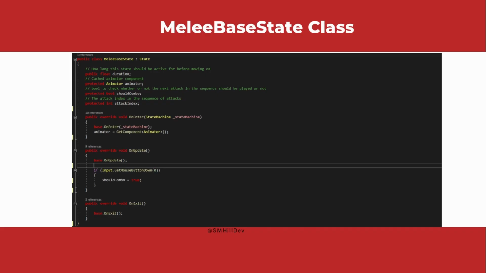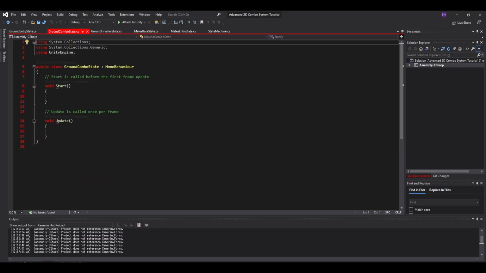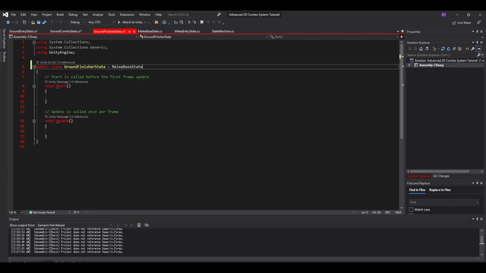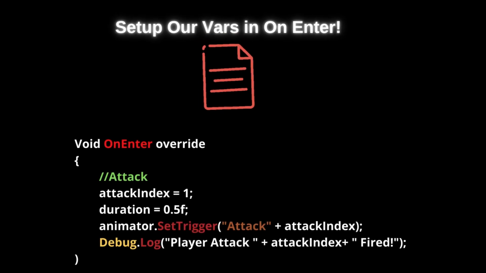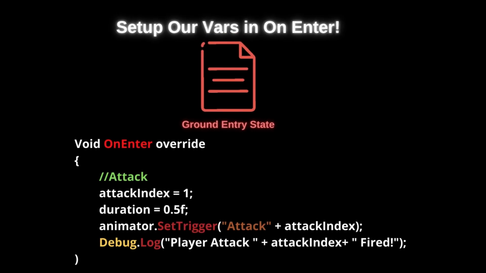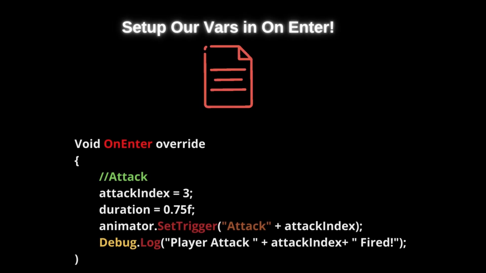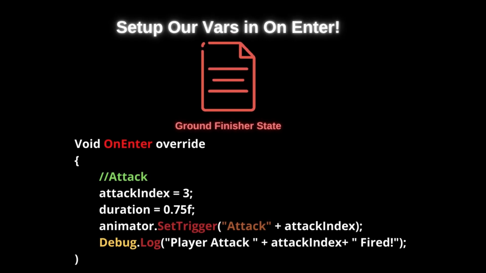Finally, we're going to set up our ground entry, ground finisher, and ground combo states, and they're all going to be fairly similar in nature. They're all going to derive from the melee base state, which means a lot of the things that we would have done are already done because the melee base does it. All we need to do is set the attack index to 1, 2, 3 accordingly, from entry, combo to finisher. Set the duration equal to values that we feel comfortable with. I like 0.5 personally. And lastly, we're going to take the animator component and set the trigger equal to attack plus attack index, which I'll explain in just a second. I also put some debug log text in there so that it makes it easier to test and make sure things work accordingly.